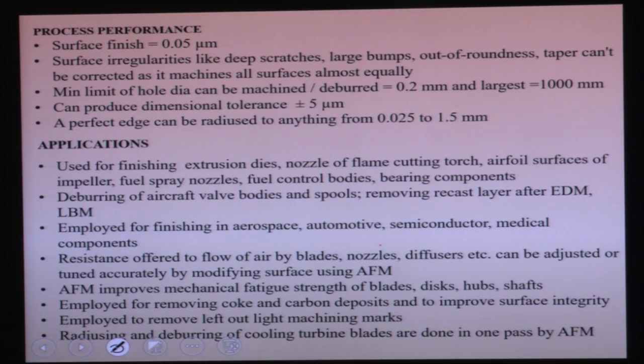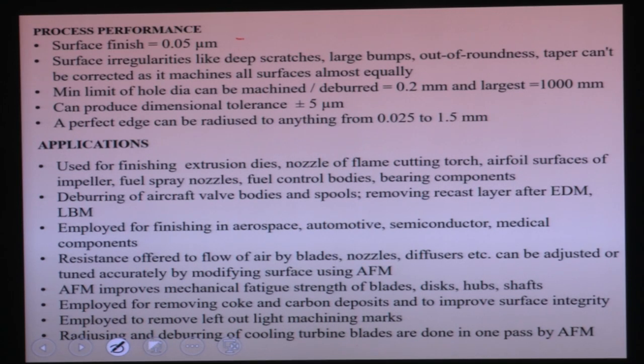So what is the process performance? Nanometer level surface finish can be achieved, up to 50 nanometer surface roughness. Surface irregularities like deep scratches, large bumps, out-of-roundness and taper cannot be polished by this process, because here polishing is done uniformly everywhere. That's why out-of-roundness and all these things can be corrected properly by this AFM process.